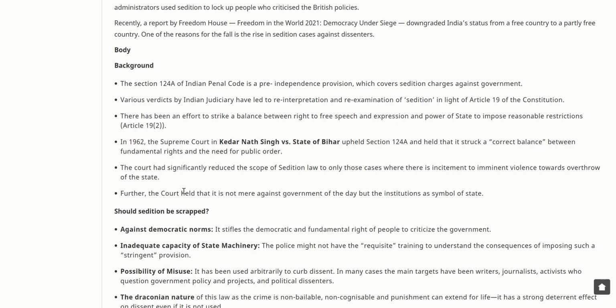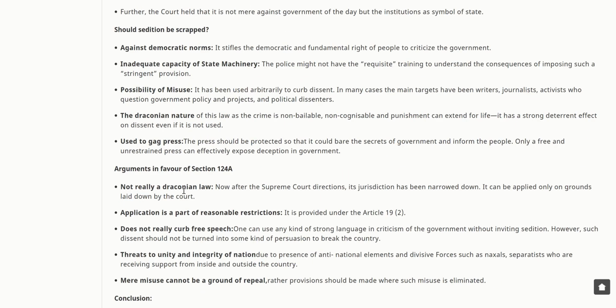The court had significantly reduced the scope of the sedition law to only those cases where there is incitement to imminent violence towards overthrow of the state, which means the country. Further, the court held that it is not merely against the government of the day but institutions as a symbol of a state. Should sedition be scrapped? Now, there are two types of arguments. There are arguments in favor and also those people who are against it.